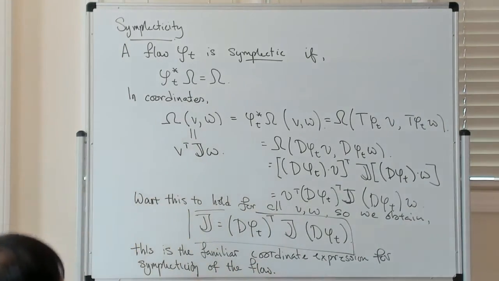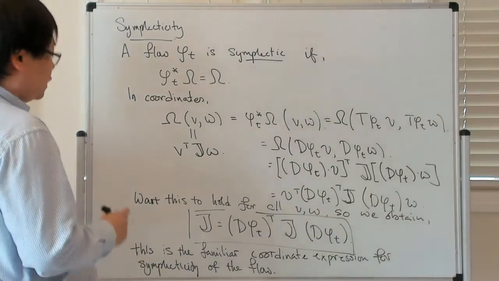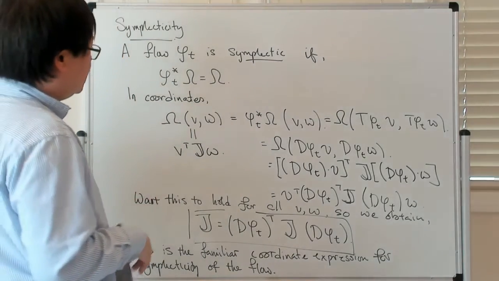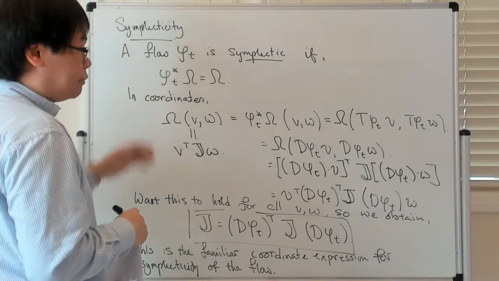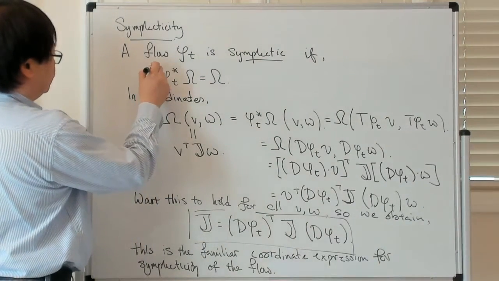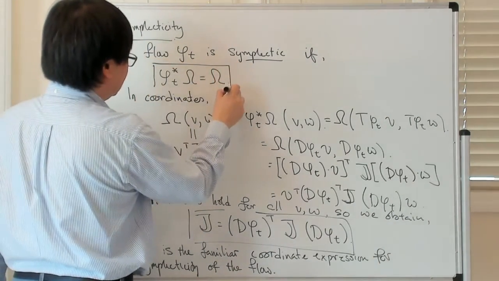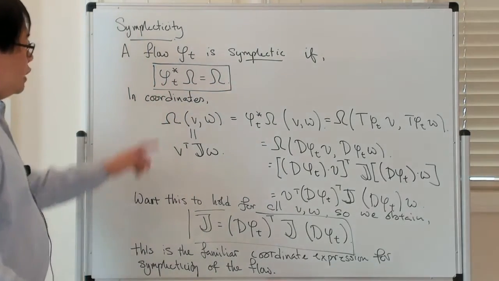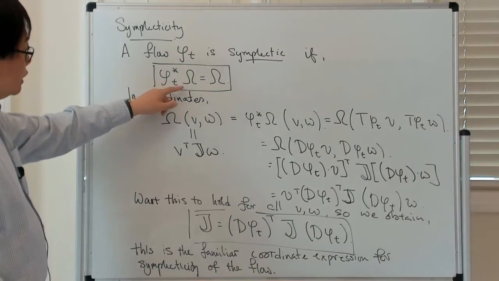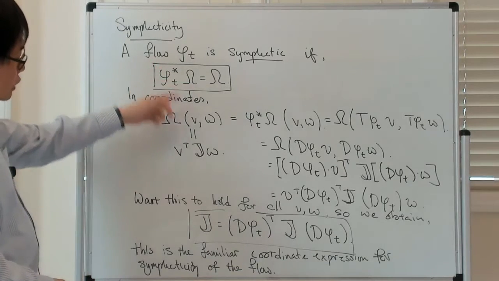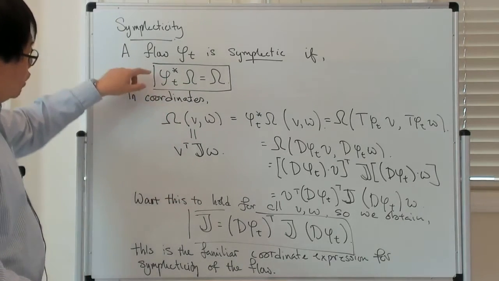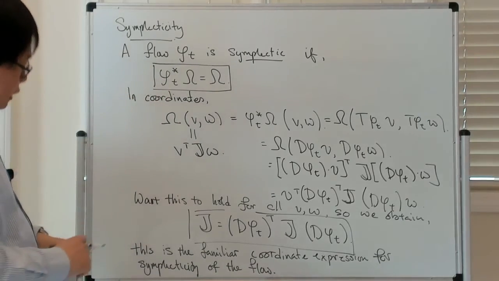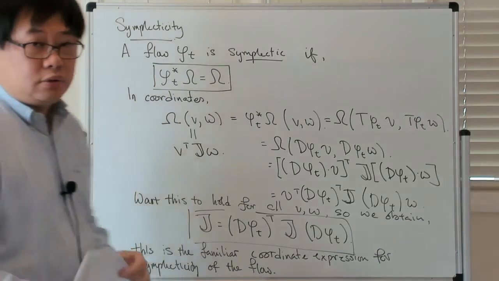Okay, and again, if you prefer to write this in a more abstract setting, which is independent of the choice of coordinates, then you would say that again the pullback of the symplectic form is the symplectic form. So these two things are equivalent to each other. You should think of this as a coordinate representation of this condition here. Okay, so let's stop here for now.